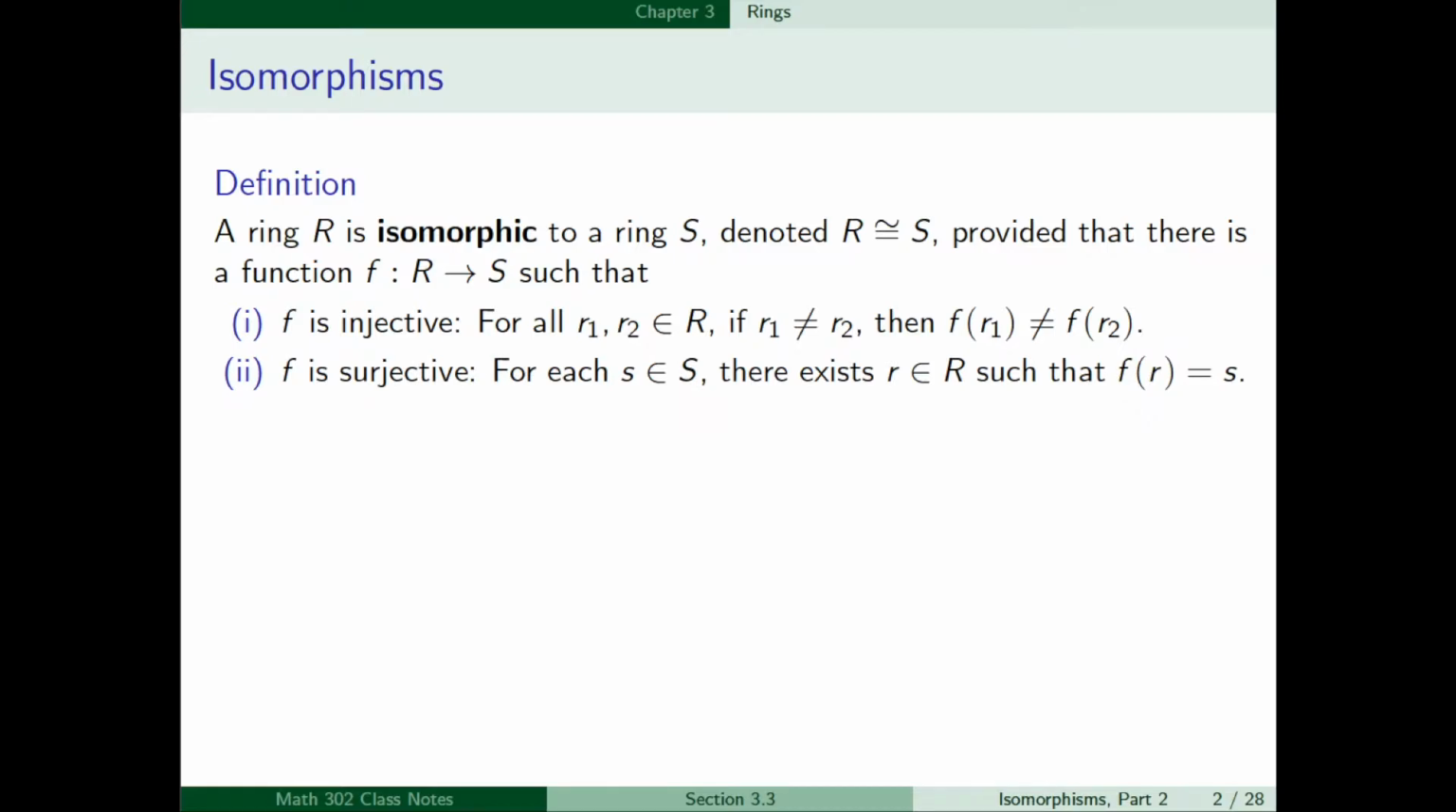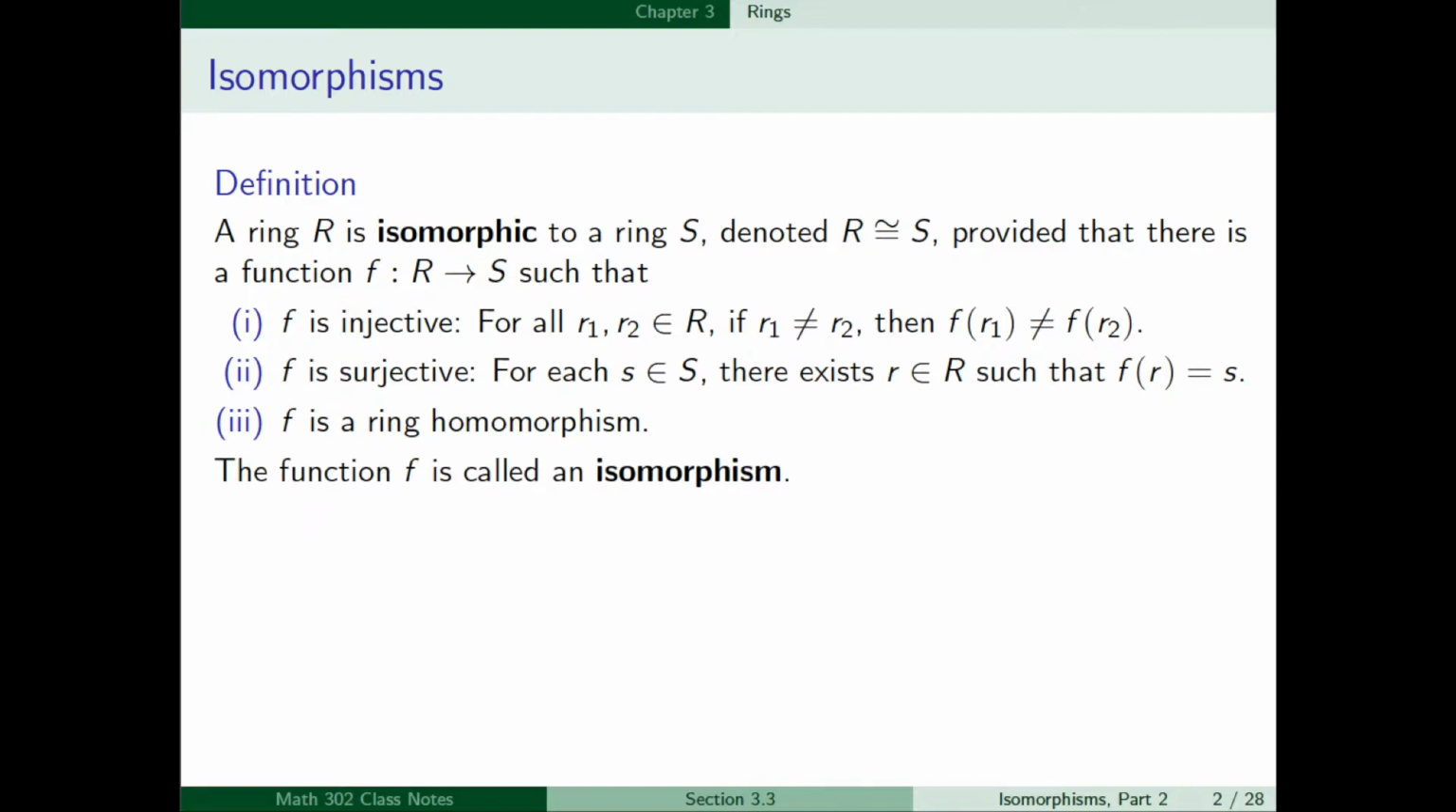2, f is surjective. For each s in S, there exists an r in R such that f of r is equal to s. And 3, f is a ring homomorphism, meaning that it satisfies properties RH1 and RH2, our preservation of addition and preservation of multiplication. The function f is called an isomorphism.